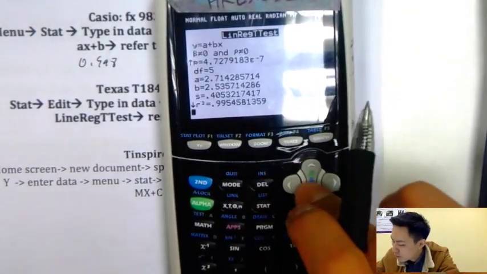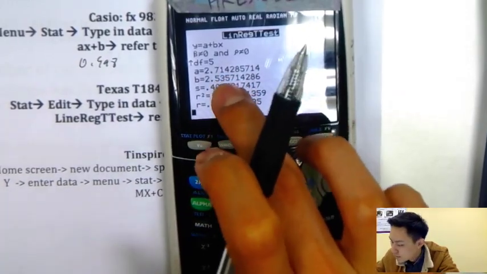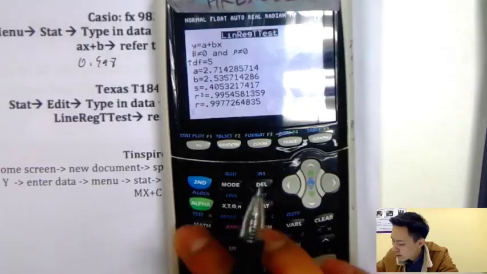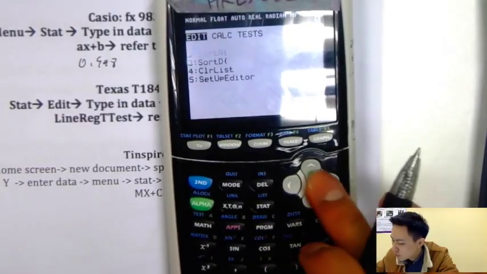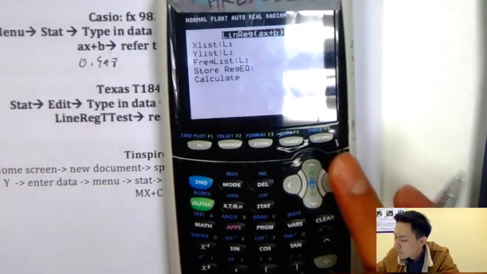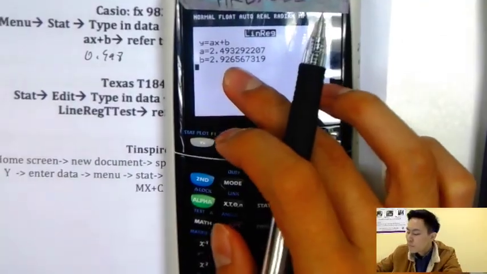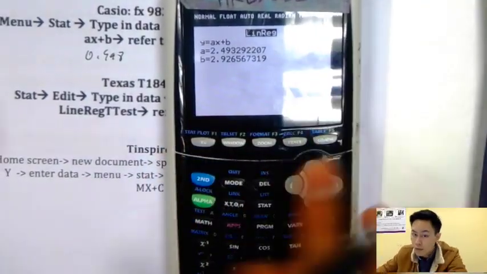So R is equal to 0.998, and then A, and then this is B. But why don't we choose Stat, Calculation, and then line regression? Because if you choose this, in most cases you don't have the R. So if you go to Test, line regression t-test, then you get the answer.